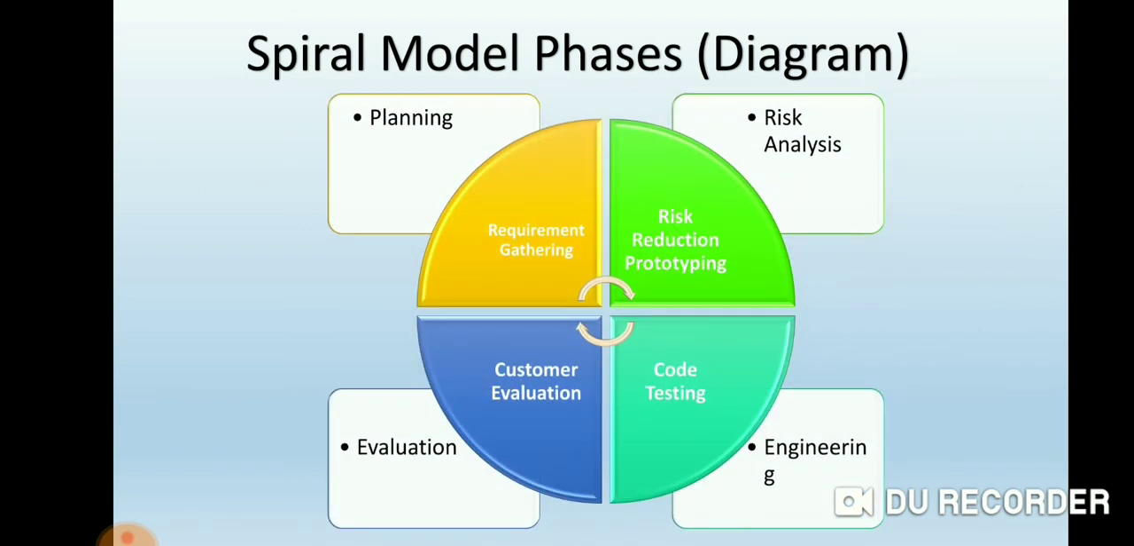Now we will try to understand the spiral model phases with the help of the diagram. There are four phases: planning, risk analysis, engineering, and evaluation. In the next slide, we will try to understand all the phases.